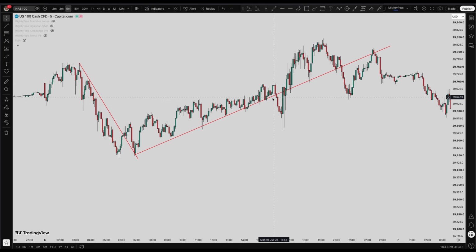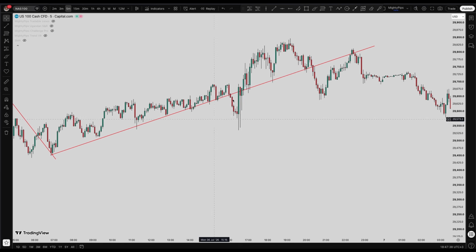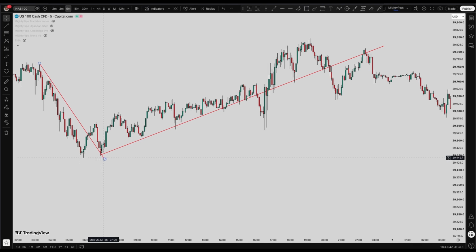So after you've drawn it like this, right? Many people will say when you see a breakout like this, you trade that breakout. You don't trade that breakout. You never trade this breakout right here, right? Because you've seen that this market has created a breakout here, and then many people are buying.